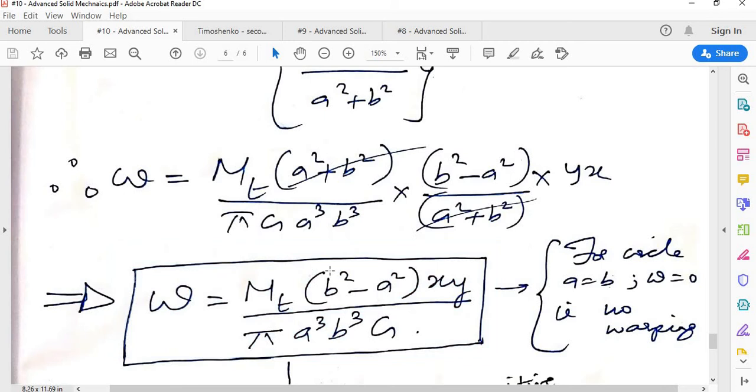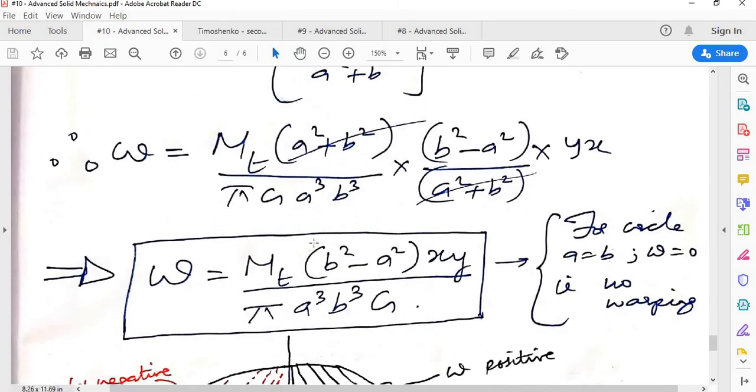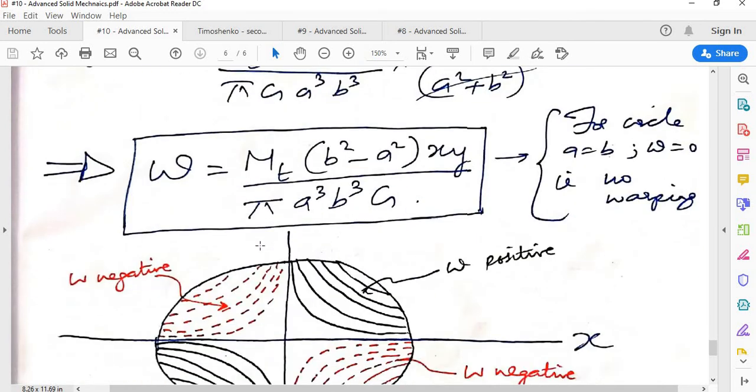Now if it is a circle, a equal to b, which means w equal to 0. So it agrees with what we have said. For a circular section, there is no warping. Warping is 0, so it is perfectly fine, because when a equal to b, this expression is 0. So for all other values of a and b, this w will give you the out of plane deformation.